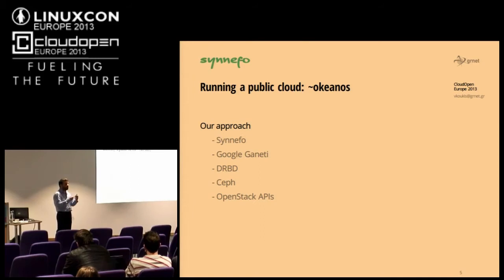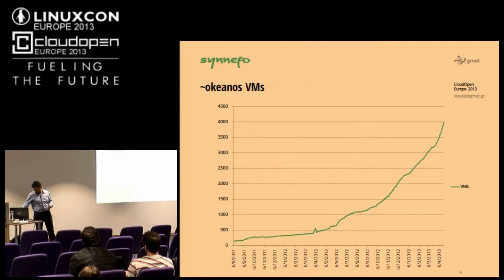So if you have an OpenStack client, if you have a library that speaks the OpenStack APIs, you can actually come and talk to Synnefo. We don't share OpenStack code. We only implement the specification of the APIs. And we've tested our implementation against JClouds, for example, and it works. More about that later on.